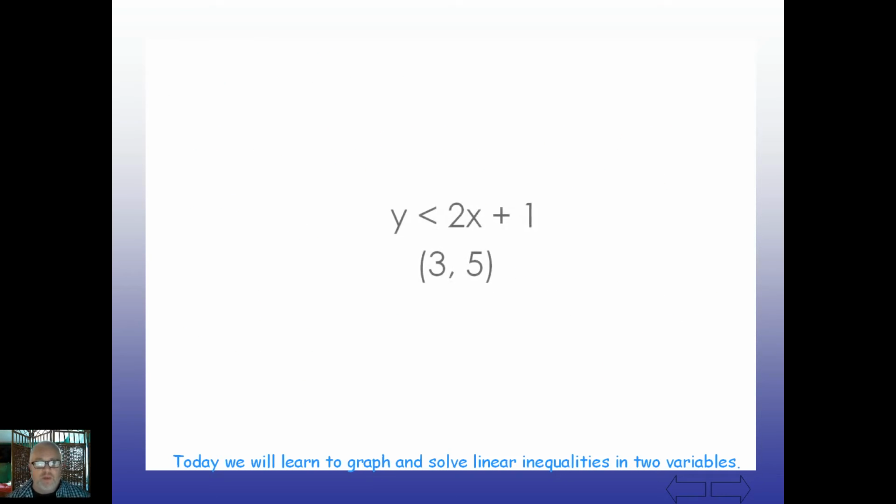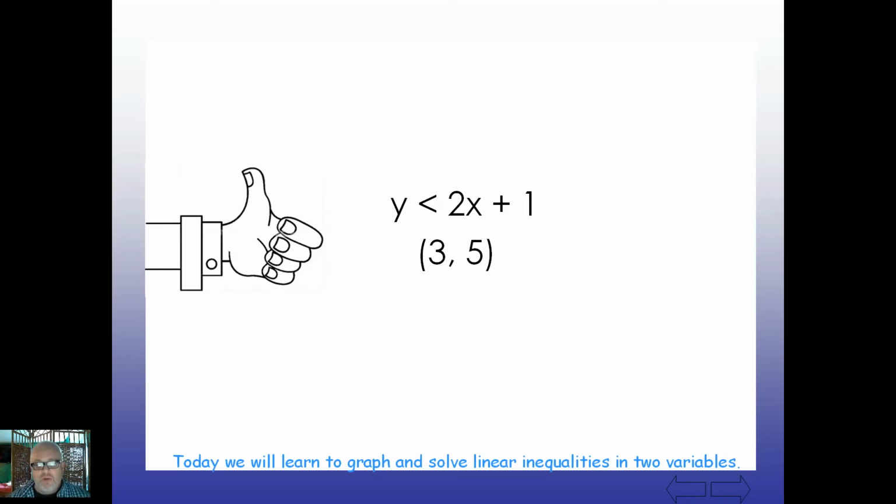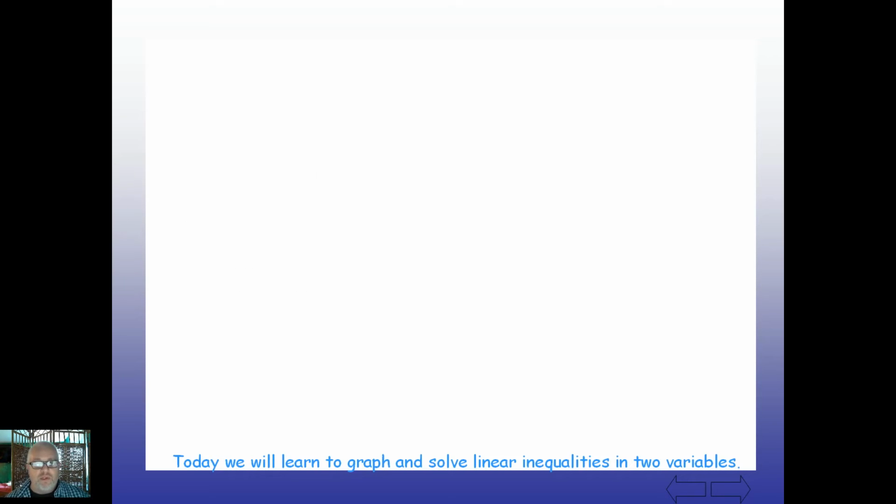Okay. So what do you think? We've got y is less than 2x plus 1, and they give us 3, 5. Well, this looks familiar, doesn't it? So what do you think? Thumbs up for yes, it's a solution. Thumbs down for no. And yes, that is indeed a solution. Good.